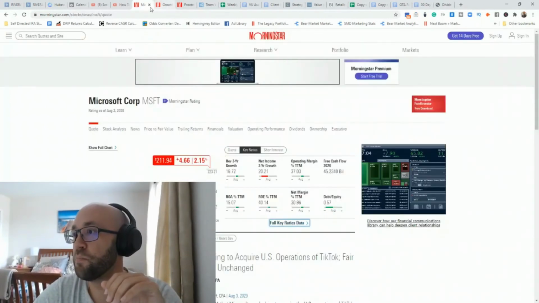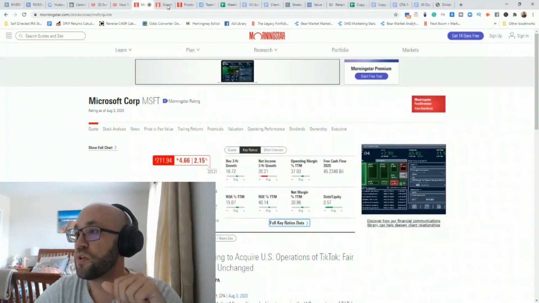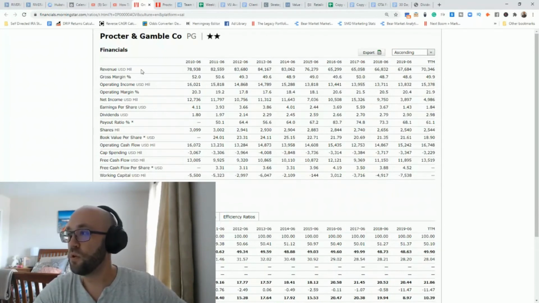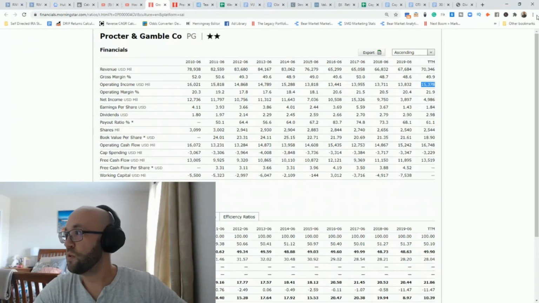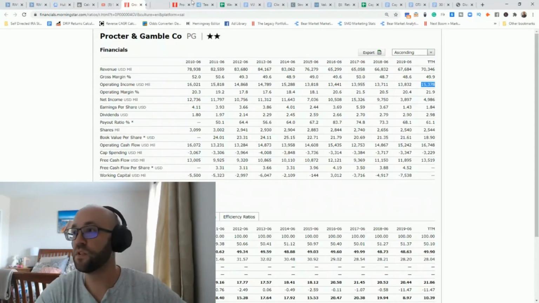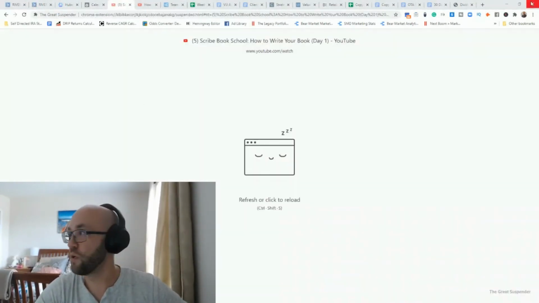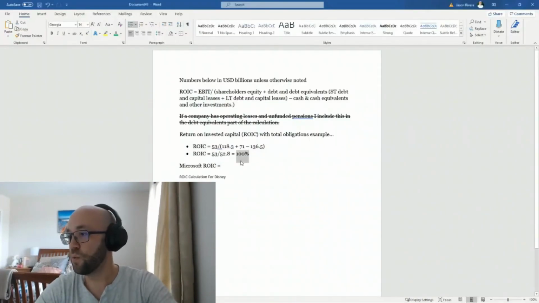Okay, so let's get back to Procter & Gamble. So we will need this number. So 15.4 billion rounded up. I'll bring these back over here for a second. I'll bring them back when I calculate the other number. So 15.4.